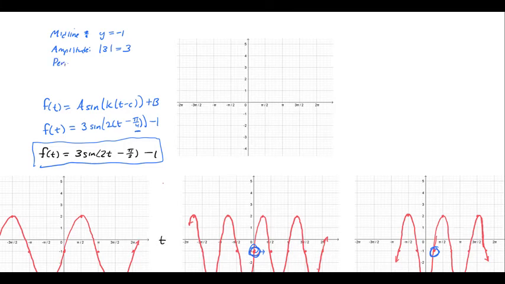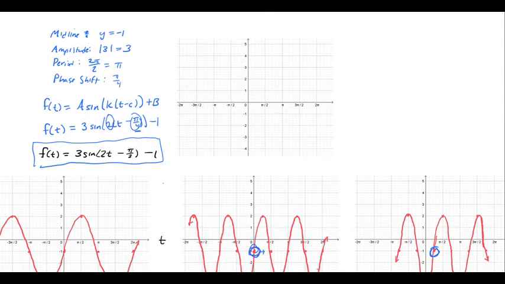The period is, what is that? That's 2 pi over k, that's 2 pi over 2, this number, which comes out to pi. And then the phase shift is this value right here. Not pi over 2, but pi over 4.